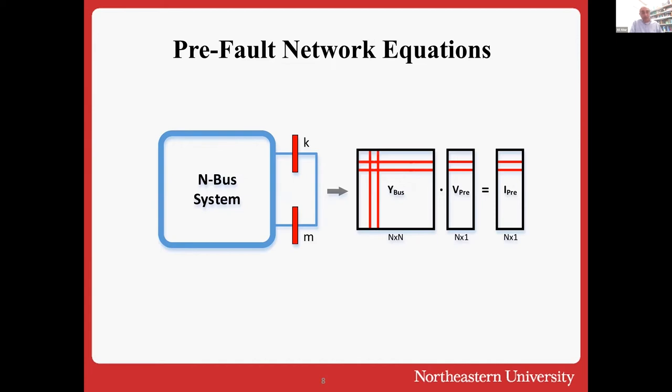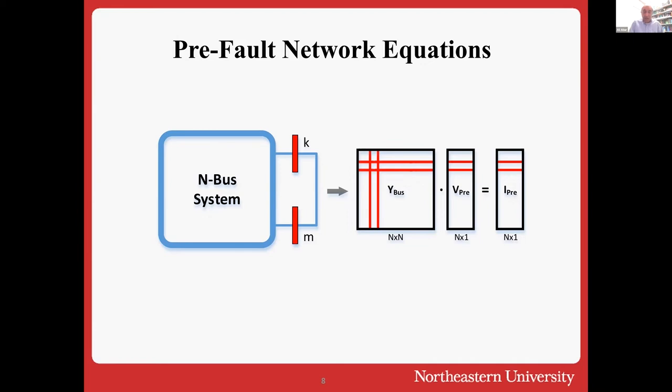So we start out to formulate this problem. We start out by looking at the pre-fault network. And you just write the network equations, this admittance matrix times the bus voltages equating to the net injected currents. And here I'm showing just any branch, any line connecting buses K and M, and the corresponding rows, columns in the admittance matrix are highlighted there. And the pre-fault voltage multiplied by that gives you the pre-fault net injected current vector.